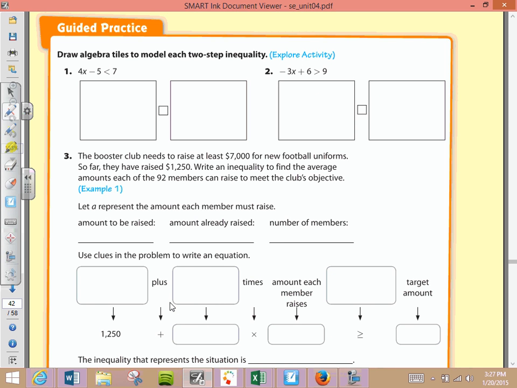All right, so the Booster Club needs to raise at least $7,000 for new football uniforms. So far, they have raised $1,250. Write an inequality to find the average amount each of the 92 members can raise to meet the club's objectives. So Y is 7,000, B is 1,250, what's next?